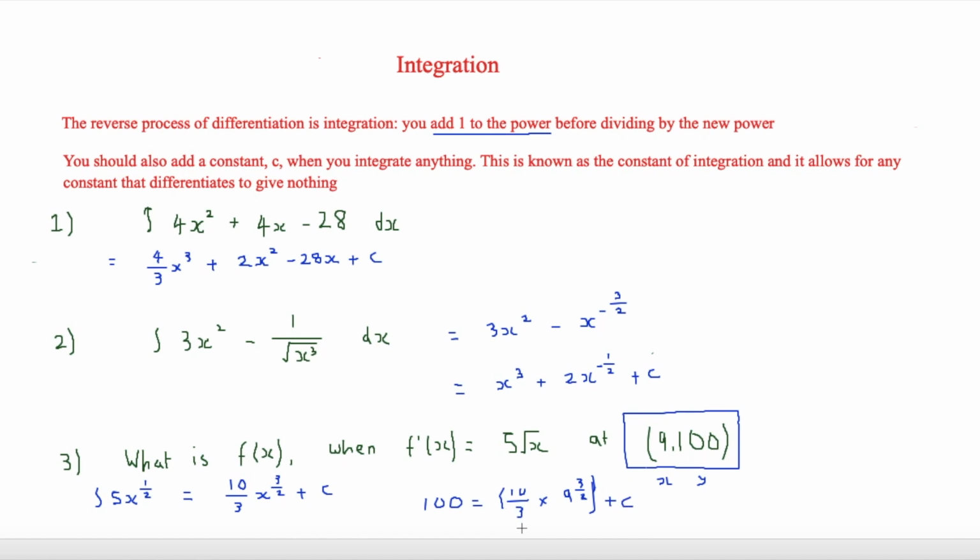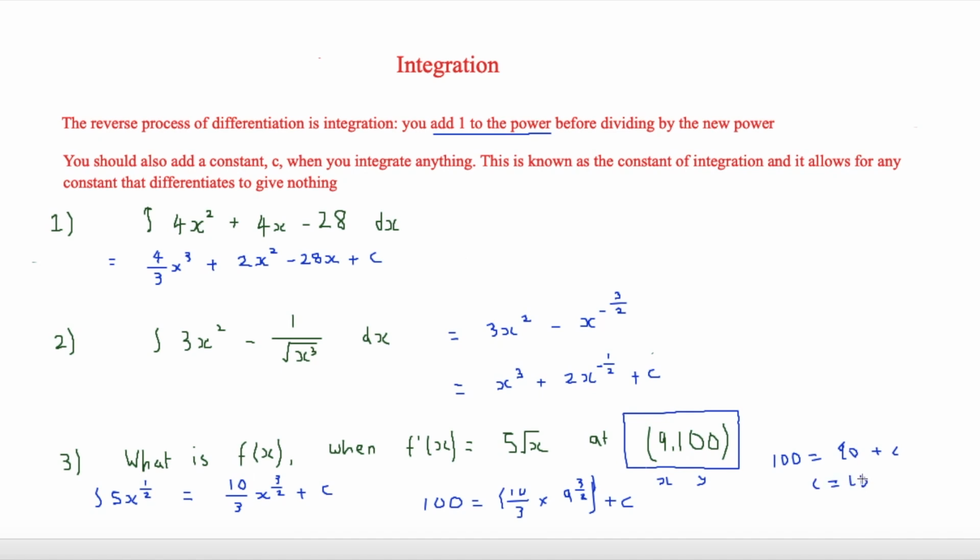Now if you work out what 10 over 3 times 9 to the power of 3 over 2 is, you can work out that that is 90. So therefore 100 is equal to 90 plus c. Simple rearrangement means that c is equal to 10.